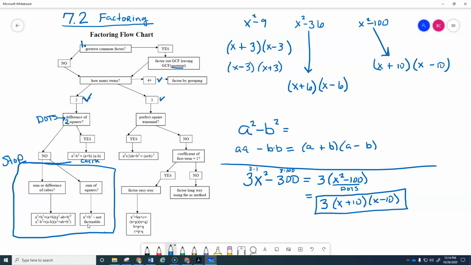Don't forget about this. I told you that the sum and difference of two cubes, we'll do those later, but the sum of two squares, so in other words, x squared plus 100, that's not factorable. Not with real numbers. It's actually factorable, but we'll learn how to factor it with imaginary numbers when we learn imaginary numbers. But the sum of two squares, SOTS, that's not a thing, not factorable.